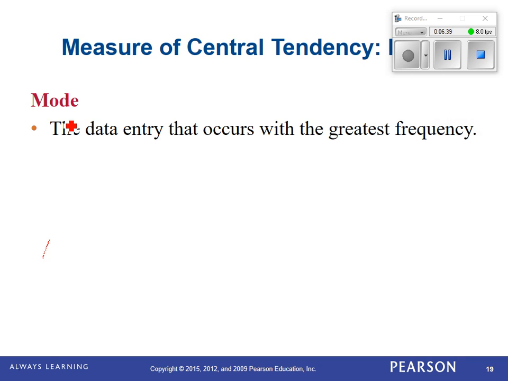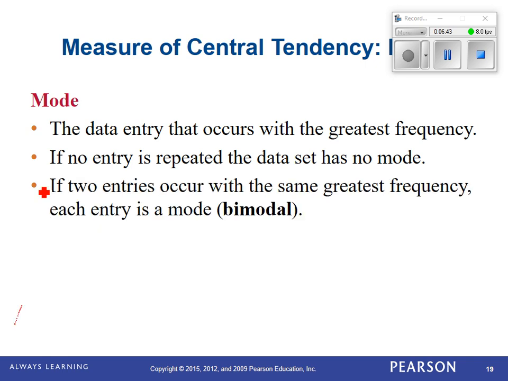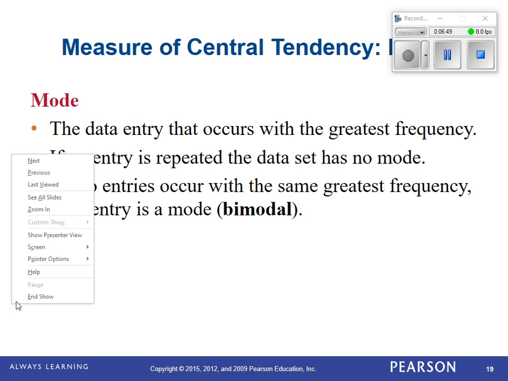The mode's the one that occurs the most, the one with the most frequency. We talked about it last time. You could be bimodal, that's where you have 2 modes, so those 2 numbers both occur the same amount of times.